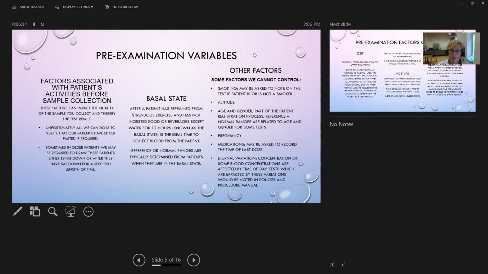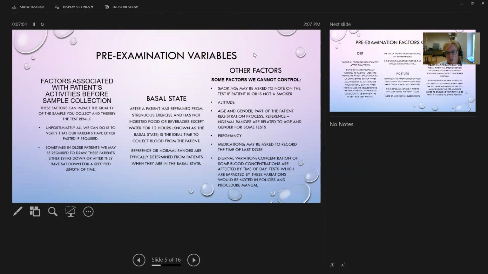We can't correct for altitude. We cannot correct age and gender, but these are all pre-collection variables. So remember that our test results are dependent on age and gender ranges, so we have to make sure we note that. We cannot control pregnancy, but we need to note it in the diagnosis. We cannot control their medications. However, if they're on a therapeutic medication and that's what we're testing for, we may need to ask when the last time of dose was.